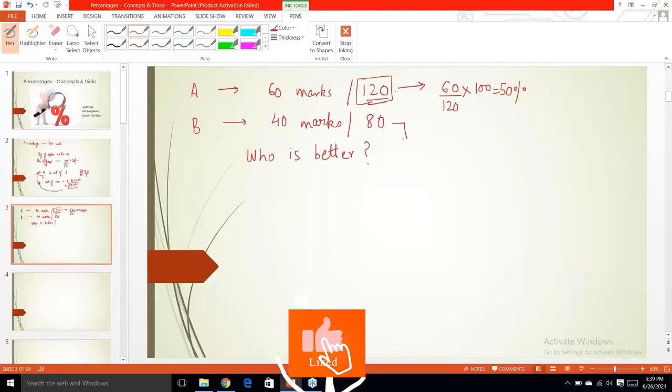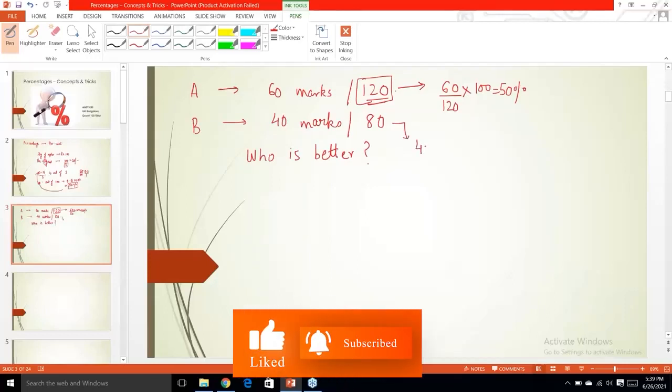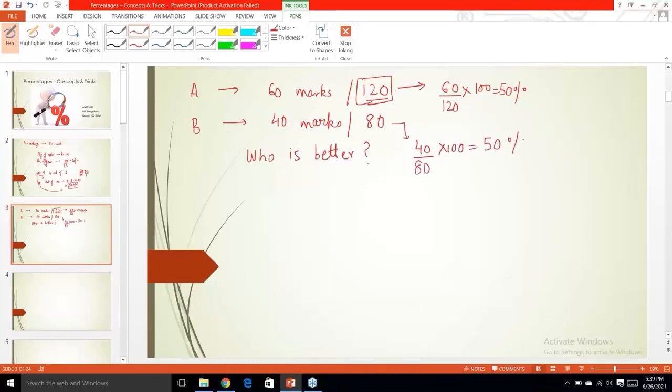Similarly, how much has B scored out of 100? B scored 40 out of 80. So again, B scored 50%. So we find that, just by looking at it, you could have said that A is probably better and B is worse. But now we actually find out that none of them is better than the other, right? Both are on an equal footing.